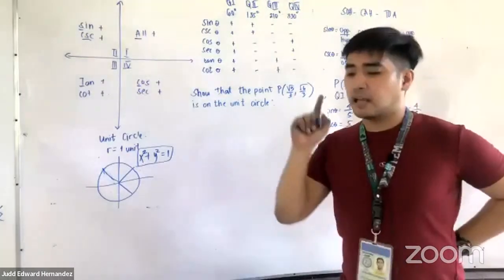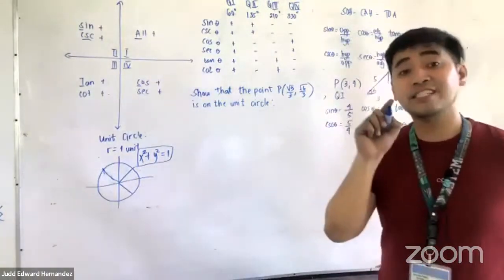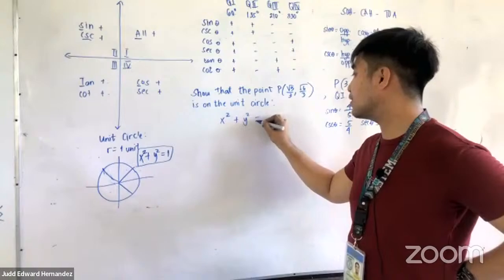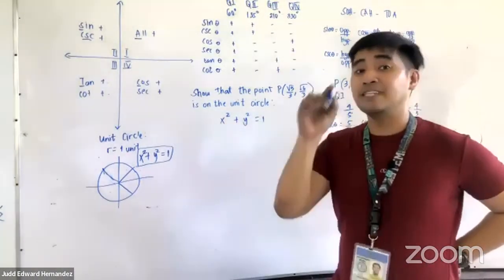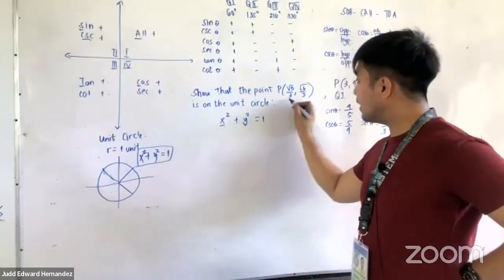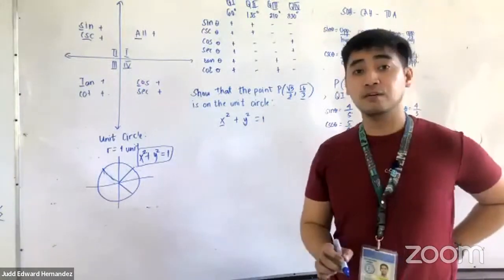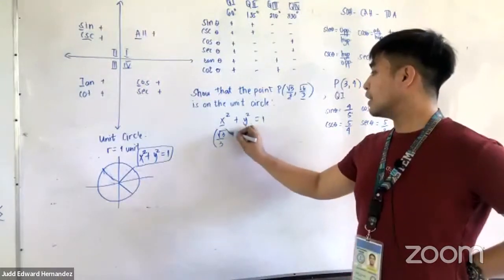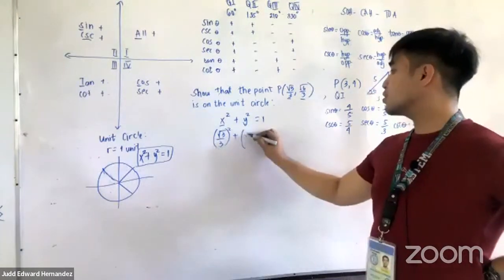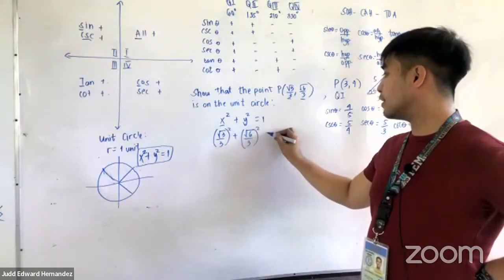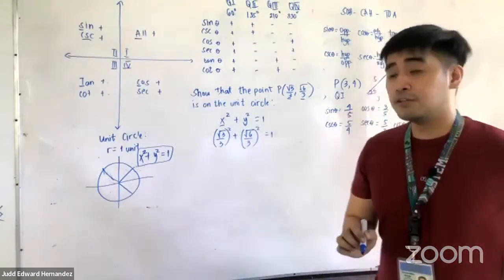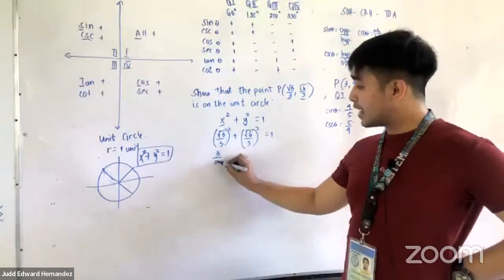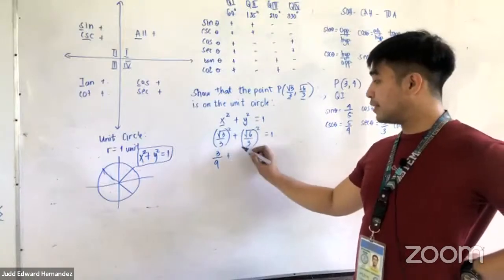We could only say that a point is on the unit circle if it satisfies one condition. And that condition is if it satisfies x squared plus y squared is equal to 1. And how do we do that? By substituting the values of x and y, which are square root of 3 over 3 and square root of 6 over 3, on the equation. What is the value of x? That is square root of 3 over 3 squared plus y squared, square root of 6 over 3 squared, is equal to 1. Square all the values. This becomes square root of 3 squared, cancel square root, 3 squared is 9, plus square root of 6 squared, cancel square root.